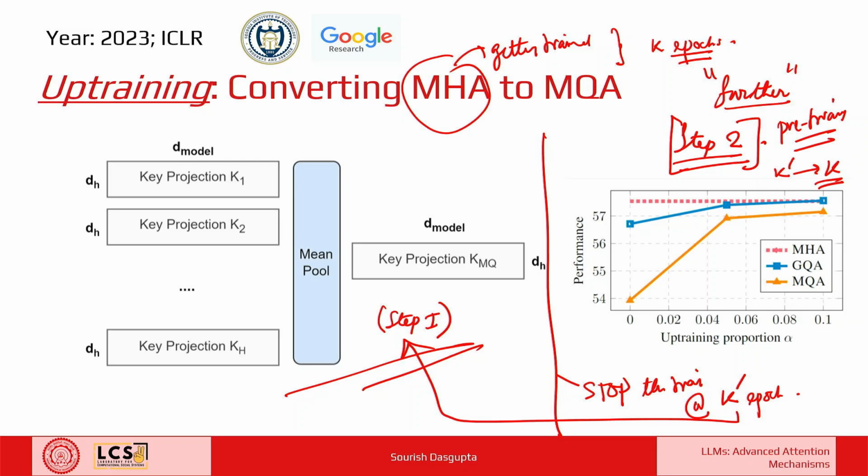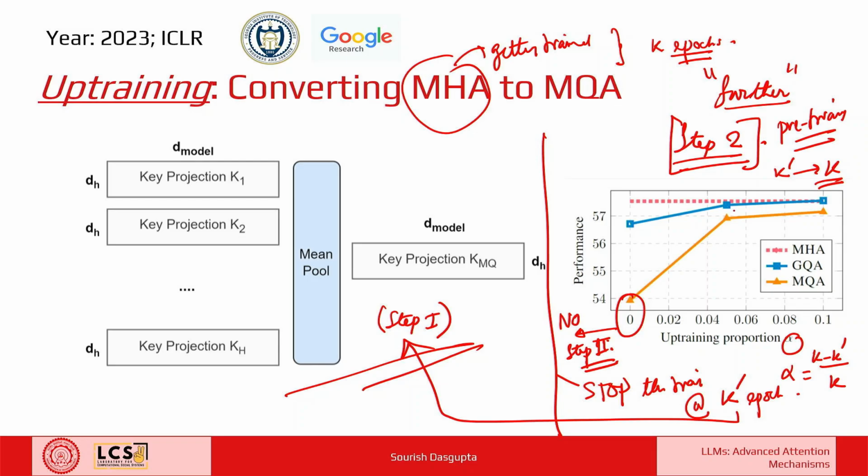So what we saw was, and this proportion alpha. So alpha would be what? Alpha would be the proportion of let's say, so this is alpha. So this is the proportion. So how much proportion? So 0 would mean that you're not doing any kind of step 2. So 0 means no step 2. So that is 0.